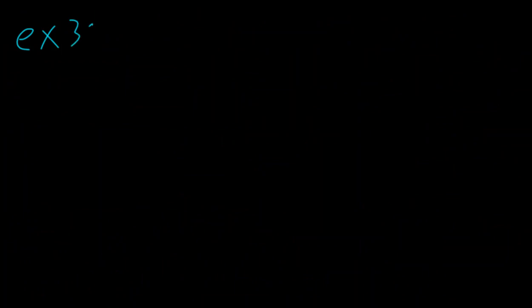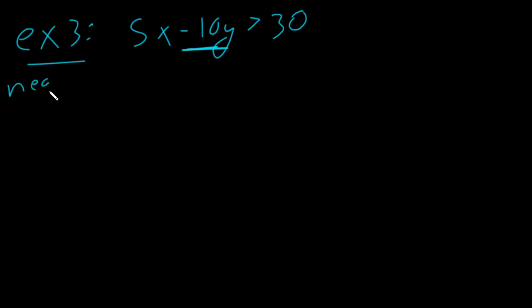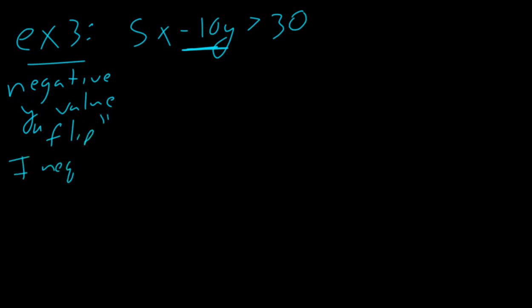Okay, here we have our third example, and let's take a look at this. We have 5x minus 10y is greater than 30. And the question should become, like right off the bat when you look at this, will I have to flip my inequality? And see how we have a negative y value? Yes. So let's write that, and I want you to write this because it's so important. Negative y value, we will flip our inequality. Write that down, write that down.